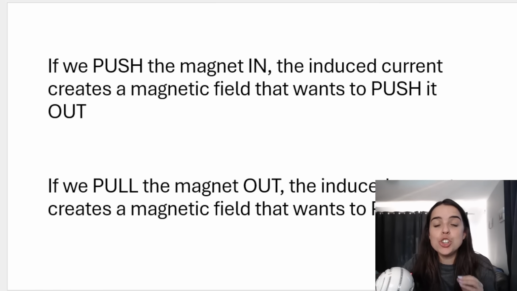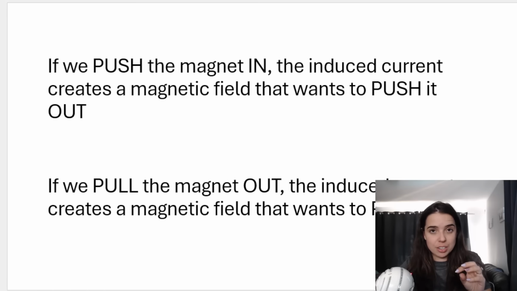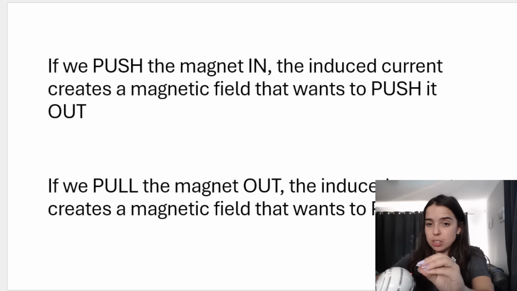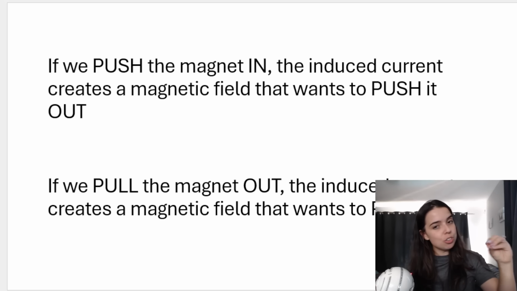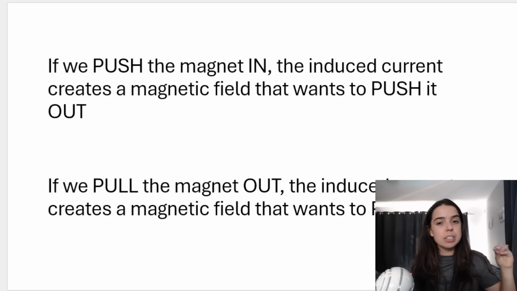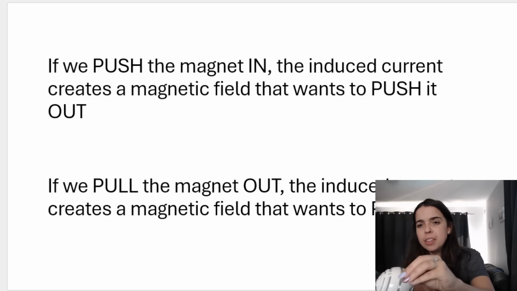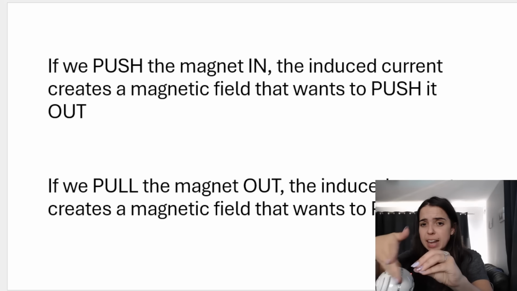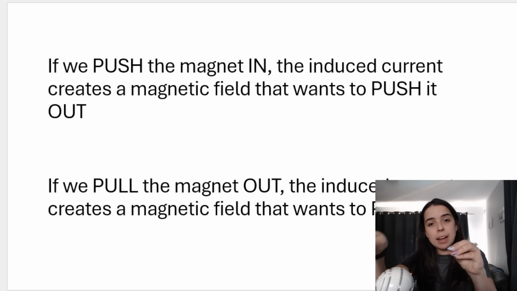If we push the magnet into the coil, the induced current creates its own magnetic field that wants to push the magnet out. Okay, so we push the magnet in, we're increasing the magnetic flux in that direction. The current that we create makes its own magnetic field that's like, I want you to leave. So it wants to do the opposite. So if we push the magnet in, the new magnetic field wants to push the magnet out.